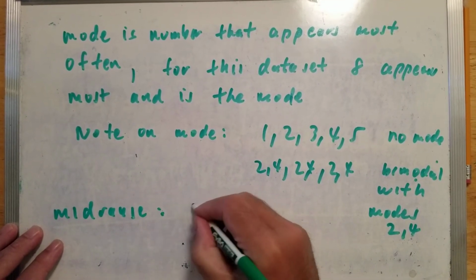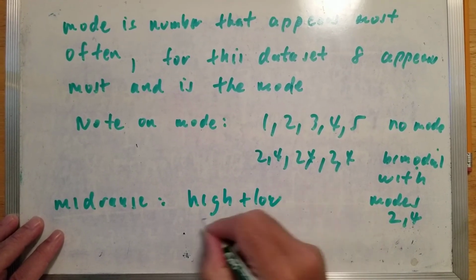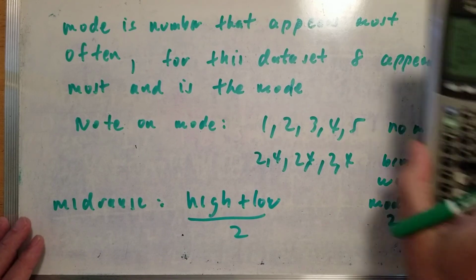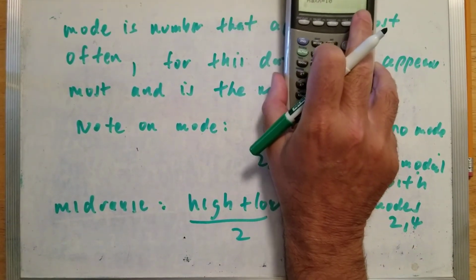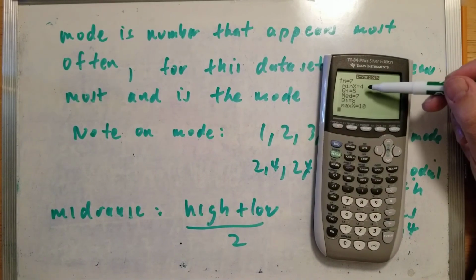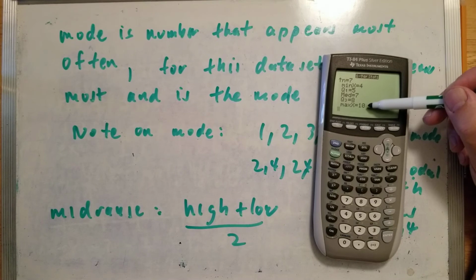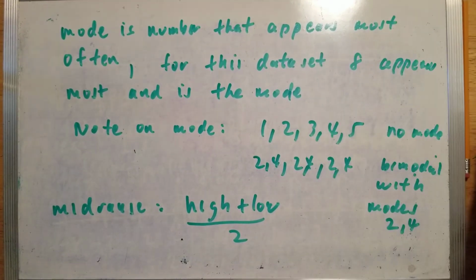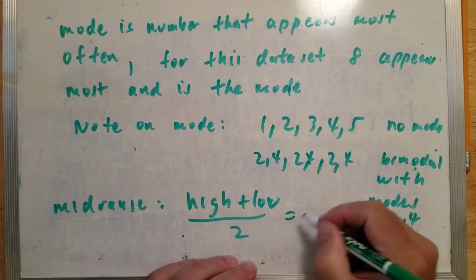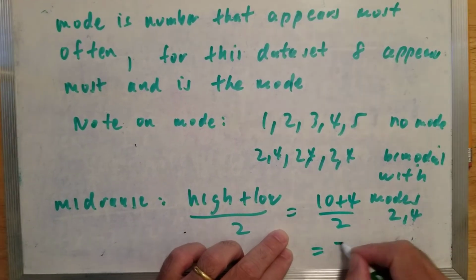The last thing we're going to calculate is the mid-range. And the mid-range is the mean of the high and the low value, divided by 2. Now you can look at the data set and look at the high and low, but the calculator shows you the high and low. The min x is the low, and the max x is the high. So high plus low is 10 plus 4, divided by 2, and that comes out 7.